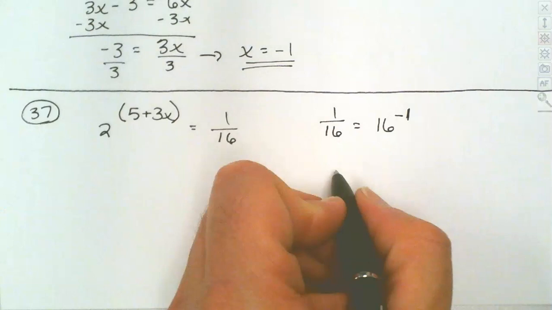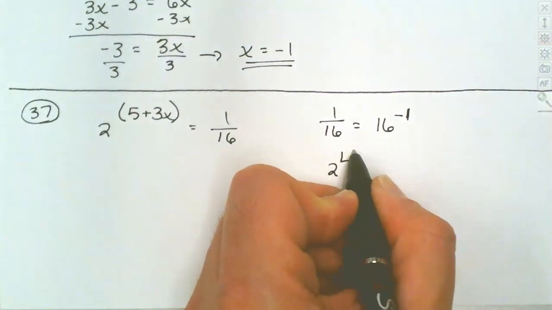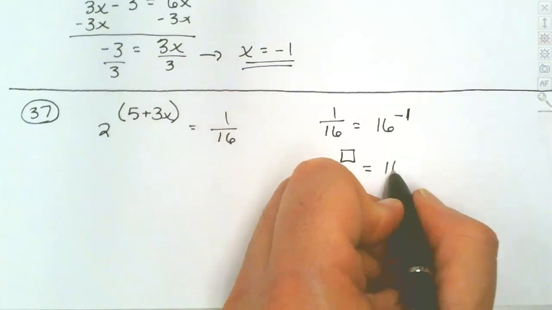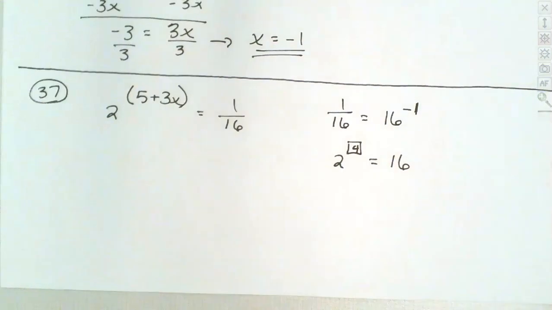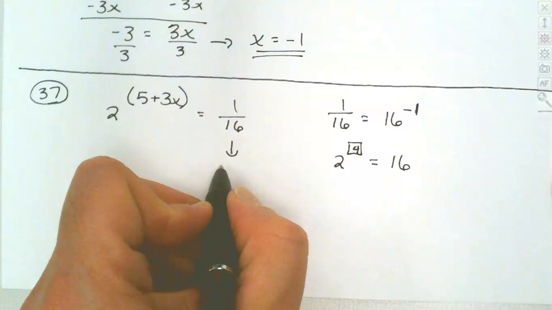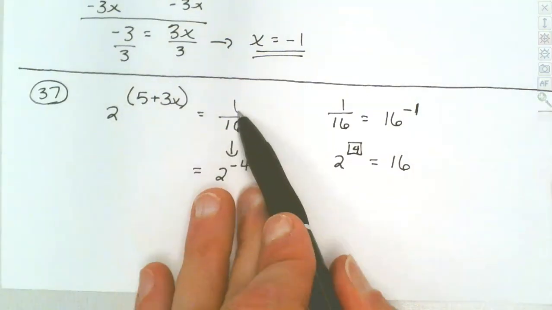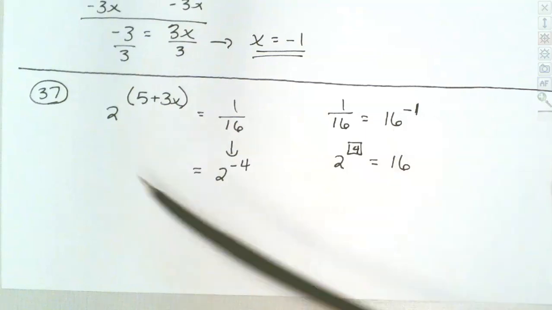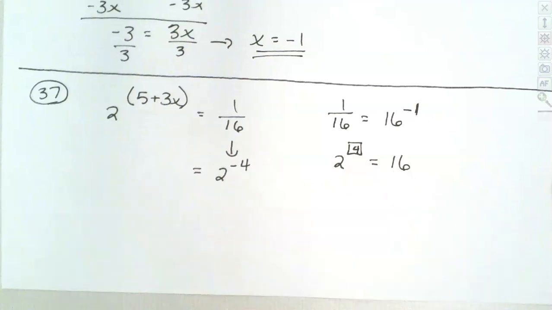And let's find our base here. Use a base of 2. 2 raised to what power makes it 16? 2 squared is 4, right? 2 cubed is 8. So 2 to the 4th power is what? 16. So we can rewrite this as a 2 to the negative 4th power. Why is it negative? Because we had to flip it over, didn't we? So that's why that piece is negative. And then we figured out that 2 to the 4th was 16.